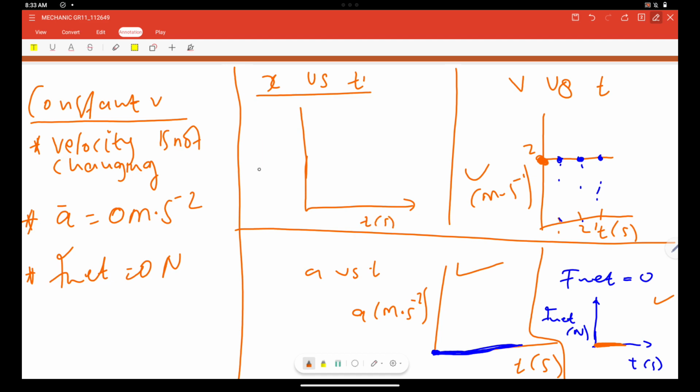Time in seconds, position in meters. So before we draw this graph, I want us to understand what constant velocity means for the position. Remember how we calculate the velocity of an object.